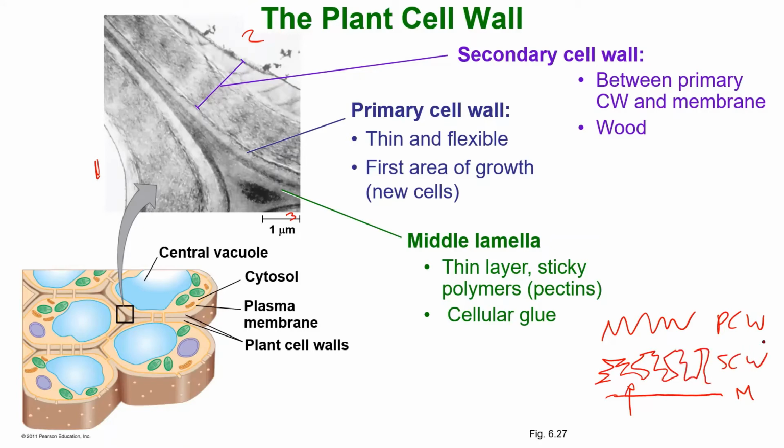The secondary cell wall is actually closer to the membrane. And you can see that here, right? Let's look at cell number 2. We've got the cell membrane right here. This is the membrane. This is my secondary cell wall. And then I have my primary cell wall. So the primary comes first, but it gets pushed away from the cell membrane. That's just the way it works.